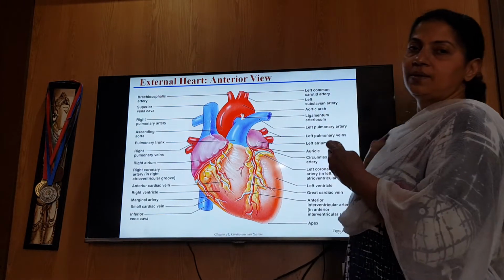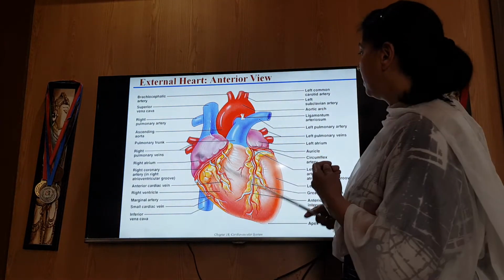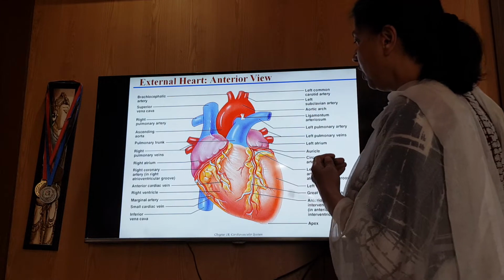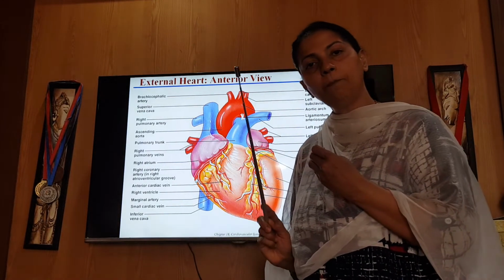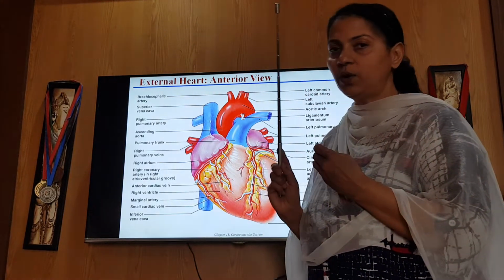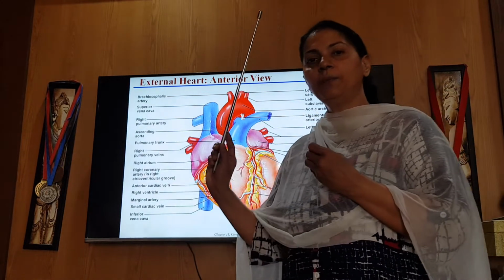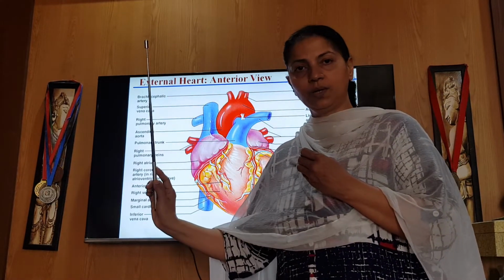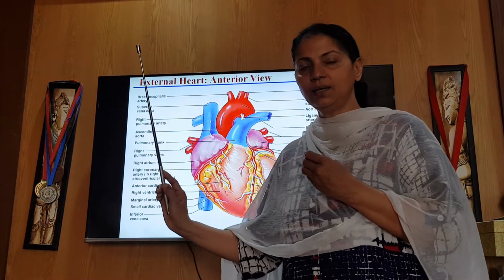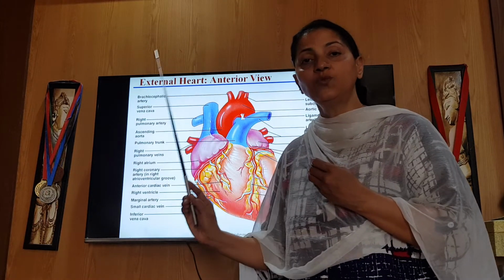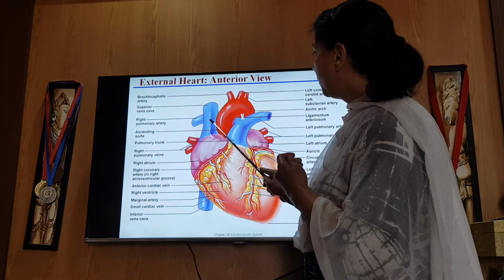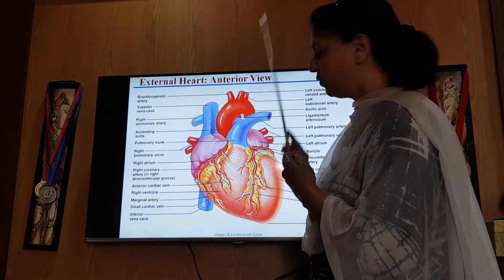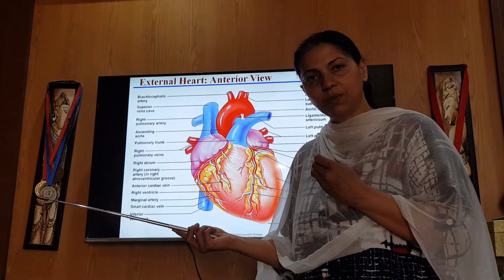Now, this is the anterior view of the heart. First of all, we talk about the major vessels from the right side. In the right atria, the large veins which are going to open are superior vena cava and inferior vena cava. Clear? It's so simple.